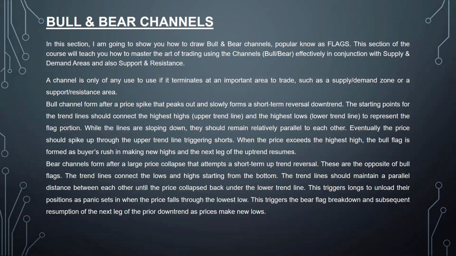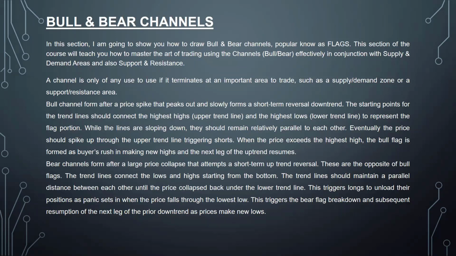A bear channel forms after a large price collapse that attempts a short-term uptrend. These are the opposite of bull flags. A flag and a channel represent the same thing. It's just how you relate to them. The trend lines connect the flags and highs starting from the bottom. The trend lines should maintain a parallel distance between each other until price collapses back under the lower trend line. This triggers longs to unload their positions as panic sets in when the price falls through the lowest low.